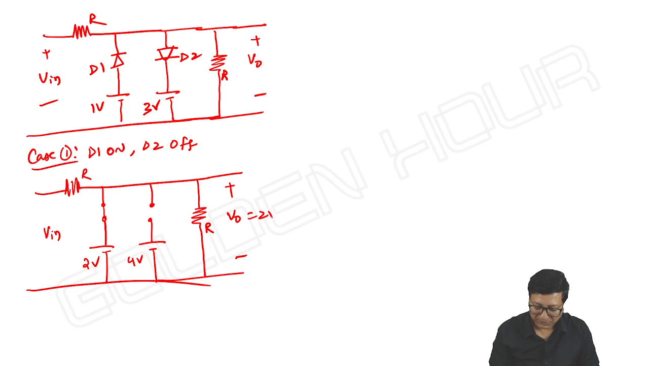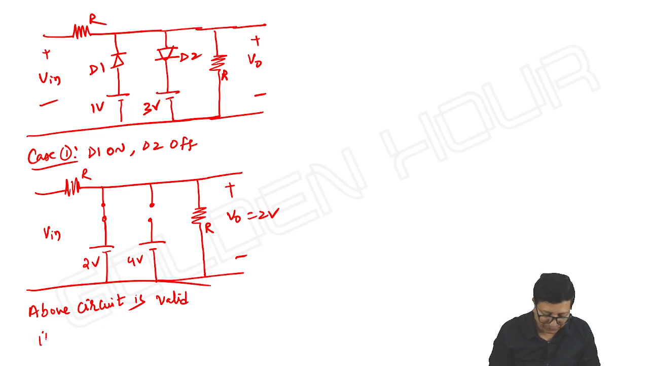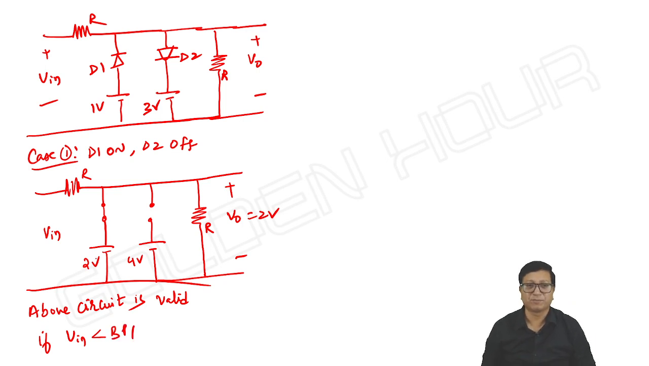Then what is output? 2 volts. Okay, doesn't matter. We can keep it aside. And above circuit is valid if V input is less than breakpoint 1. It looks like 2 volts, but we are not sure.